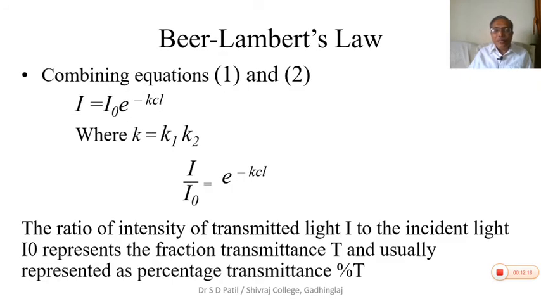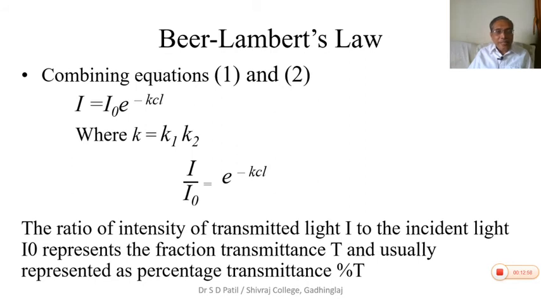So combining these two laws, we get the commonly used Beer-Lambert's law, which is essential in UV visible spectrophotometry. Beer-Lambert's law is mathematically stated like this, combining the two relations. One relation is related to length, the other is related to concentration. So I = I0 e^(-KCl). C is the concentration, L is the length, and K = K1 K2. So we can write I/I0 = e^(-KCl).